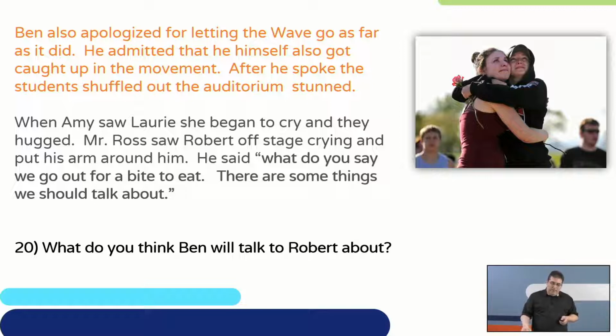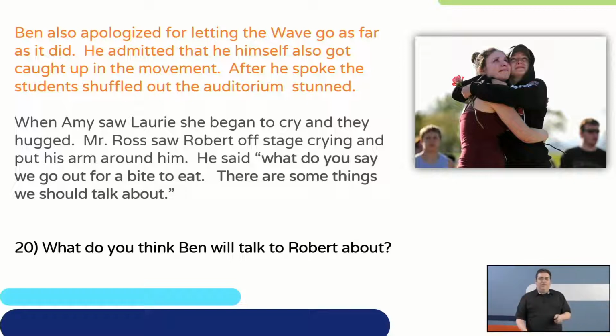It's the last line. Our question is, what do you think Ben will talk to Robert about? Now remember, Robert's got the most to lose. He's second in command. He was a loser just a week ago. Now he's got powers similar to Ben. He's a monitor, he's second in command. What's going to happen now? Right? Is he going to go back to being a loser?